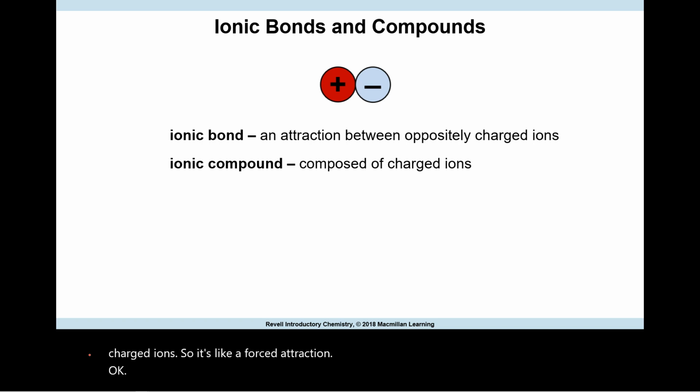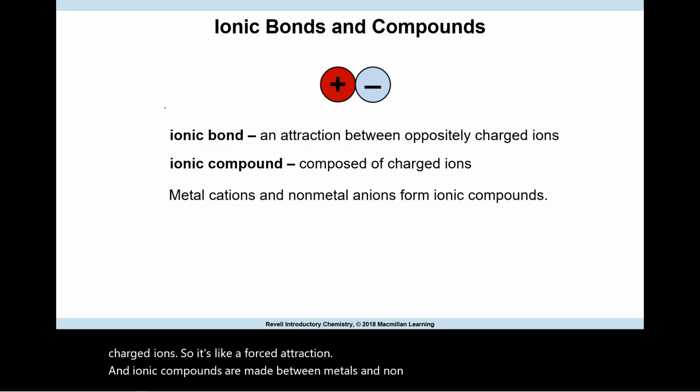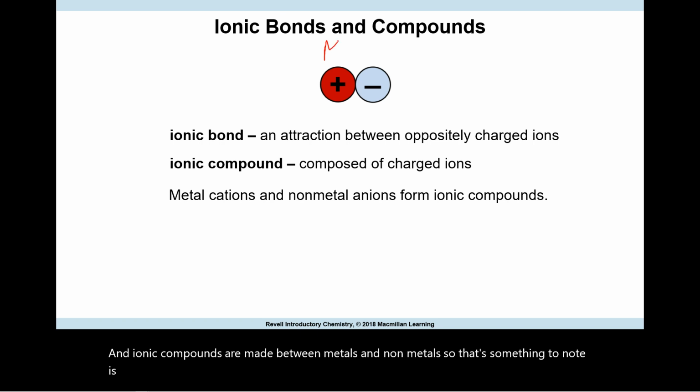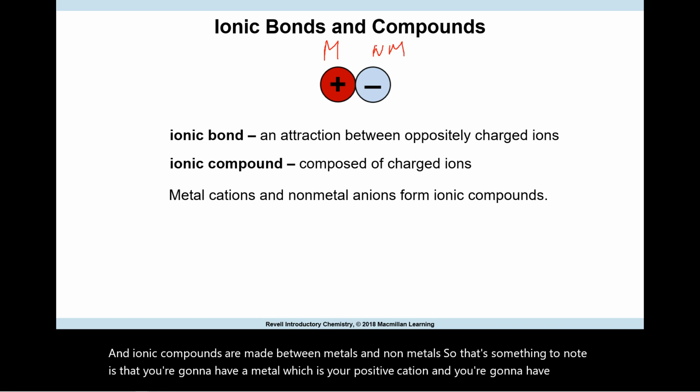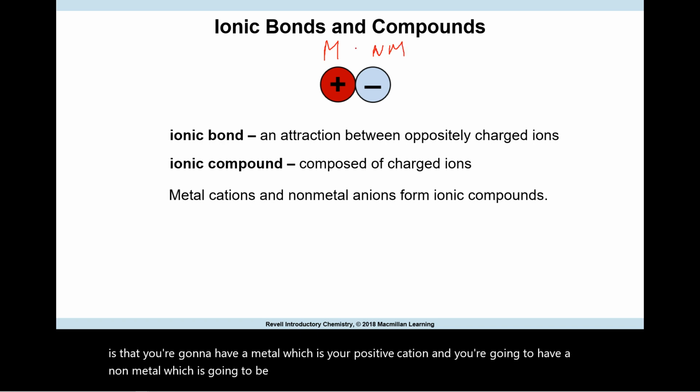And ionic compounds are made between metals and non-metals. So that's something to note, is that you're going to have a metal, which is your positive cation, and you're going to have a non-metal, which is going to be your negative anion. And these form together to create an ionic bond.